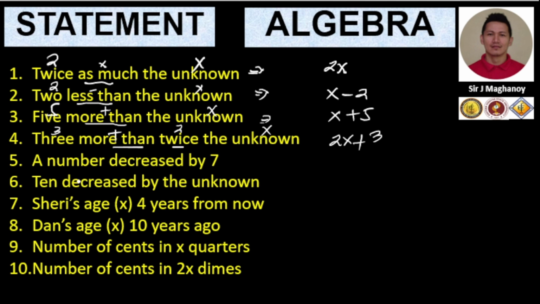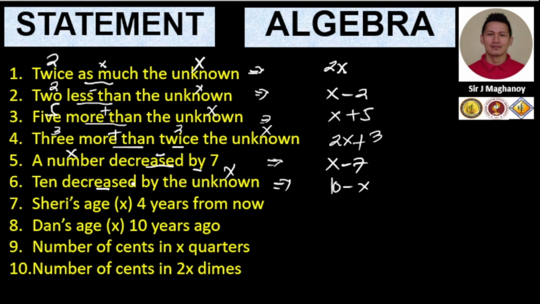How about our fifth statement, a number decreased by 7. Here we let x be the number. Decrease by 7 means minus. So if you write it in algebraic form, that is x minus 7. There are plenty of examples, but we need to deal with this one by one before we start with our actual examples. Next, 10 decreased by the unknown. Again, decrease means minus. We assume that x is our unknown, so 10 decreased by the unknown is 10 minus x.